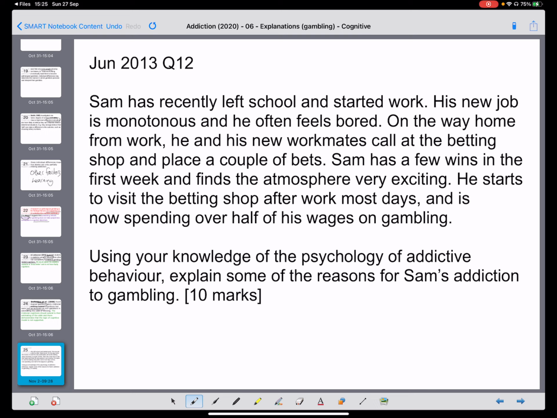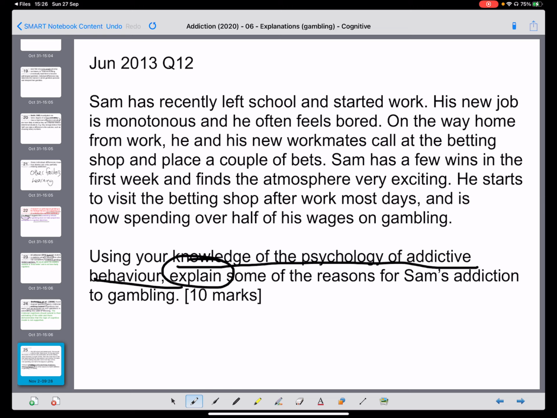But if you look at the question, it says, using your knowledge of the psychology of addictive behavior, explain. So this is not about risk factors. This is about the knowledge of addictive behavior. So that is learning theory and the cognitions. And then this question actually becomes a lot more challenging, because I've got to read through the scenario and find those two things. Now, you probably could find the learning theory quite easily.